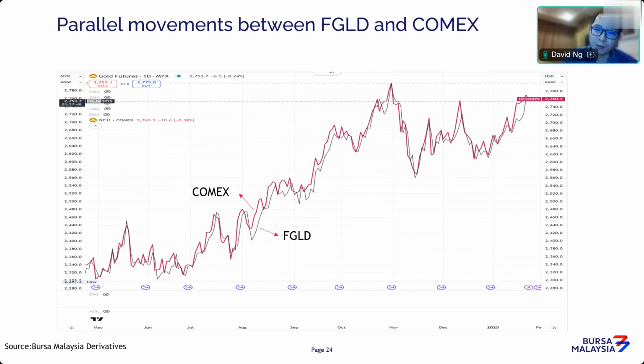So if you want to gain exposure to the COMEX gold market, I think FGLD can be quite a good platform for you to gain exposure, because although in certain ways there are certain gaps, in most times the gaps are actually very minimal. So in a sense, FGLD trades quite closely to the COMEX gold prices in general.